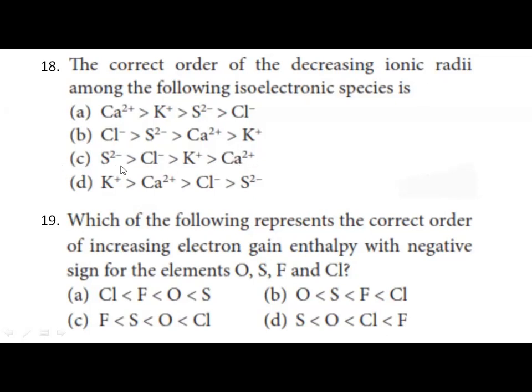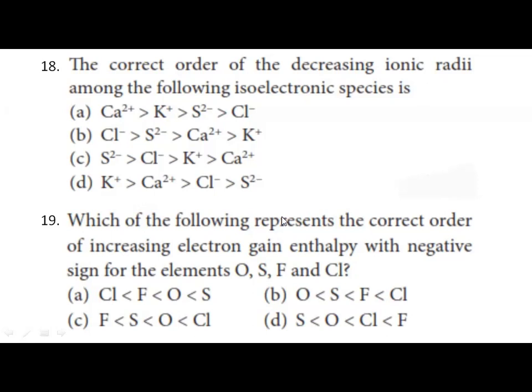Anions are always bigger amongst the isoelectronic ions, and ionic radius increases with increase in negative charge. Why? Because effective nuclear charge decreases. Similarly, ionic radius decreases with increase in positive charge because effective nuclear charge increases. Therefore, this is the correct match.